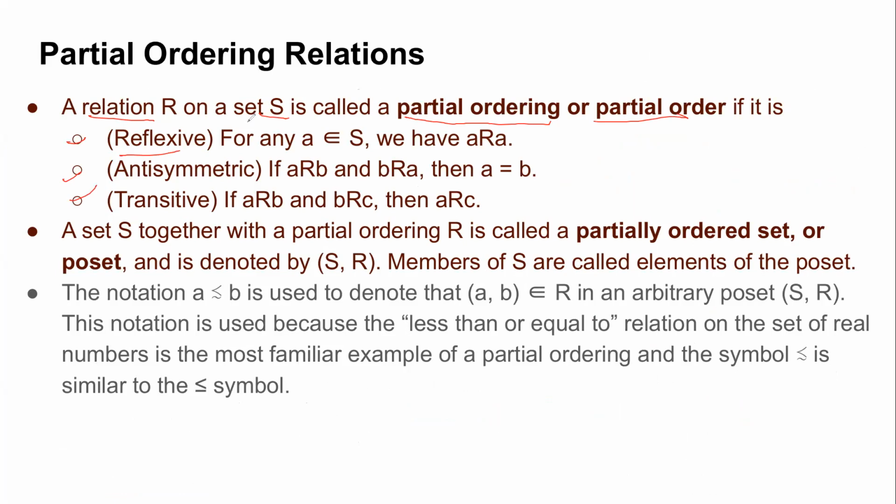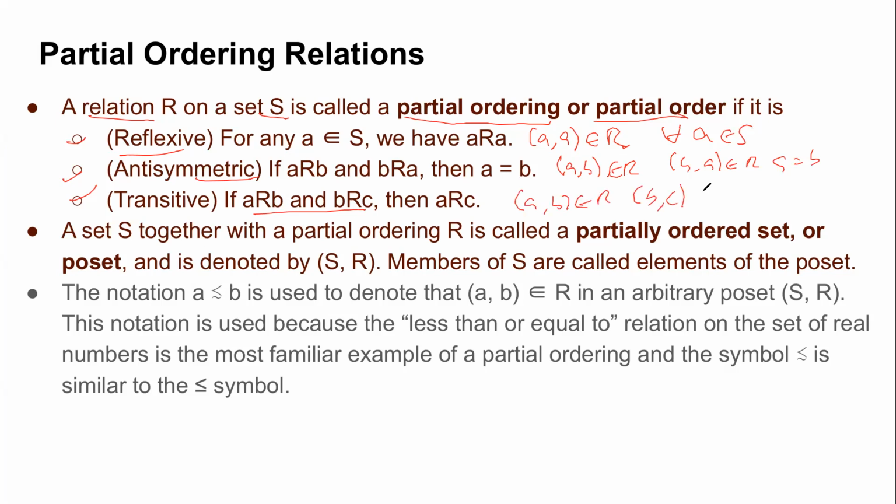It's reflexive, that is, you have all pairs of the form (a, a) in R for all a in the set S. It is anti-symmetric, not symmetric, that is, if you have the pair (a, b) in R and (b, a) is also in R, then a and b should be equal. Otherwise, it's not anti-symmetric. And it is transitive, which means (a, b) is in R, (b, c) is in R, then (a, c) should also be in R.